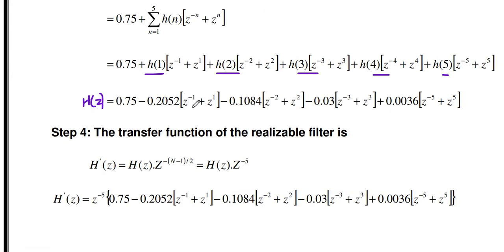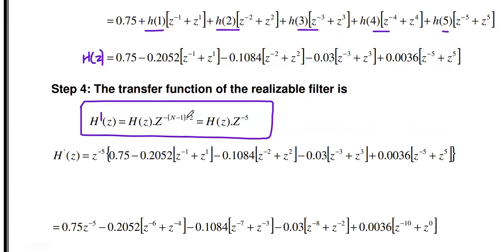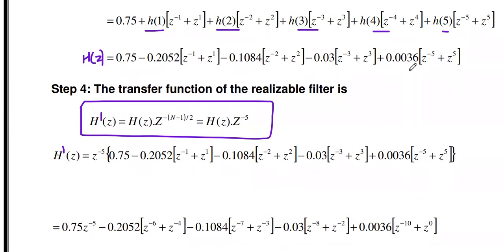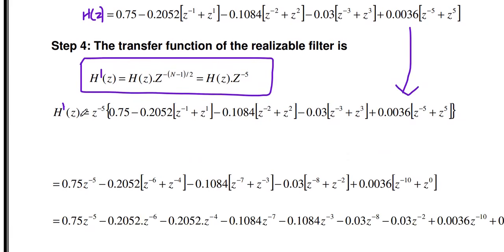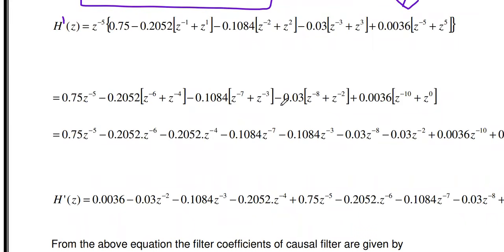In order to convert it to a physically realizable filter, we have to multiply the H of z with z power minus (N minus 1) by 2. So we have to multiply the transfer function with z power minus (N minus 1) by 2. So H dash of z is equal to z power minus 5 into this H of z. You just multiply each term. So 0.75 into z power minus 5. Then you multiply each term. So we can get like this. You see here all z powers have negative values, not positive values.